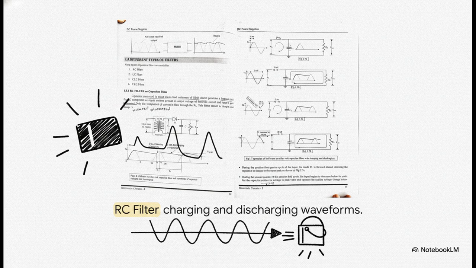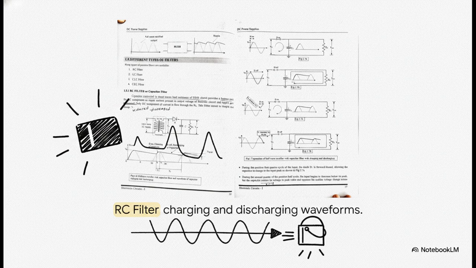Enter the RC, or capacitor filter. By just adding a capacitor in parallel with our load, we create a tiny temporary energy storage tank. As the rectified wave peaks, the capacitor charges up. Then, when the input voltage inevitably starts dropping back down towards 0, the capacitor steps in and slowly discharges its stored energy right into the circuit.